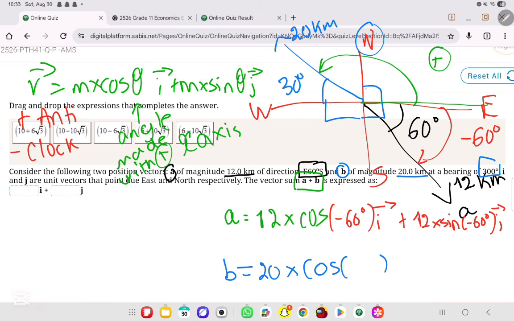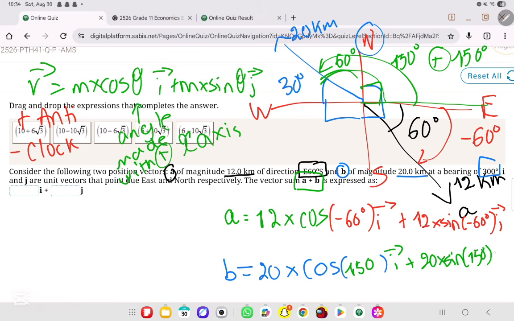If I go anti-clockwise, the answer needs to be positive, right? So if this is 90 degrees and this is 30 degrees, then this is 90 minus 30, which is 60. So now this is 90 plus 60 degrees, which is 150 degrees. And because it's anti-clockwise, it is positive. So now you just put it: 20 times cosine 150 i plus 20 times sine 150 j.